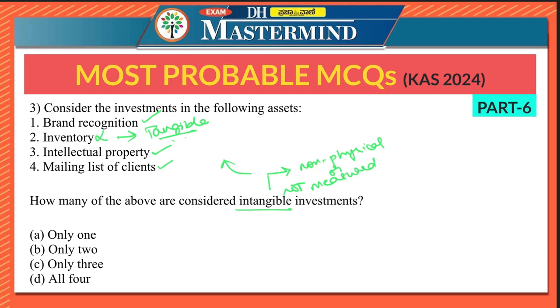investments. Mailing list of clients also comes up in UPSC. Most of the candidates got confused about whether the mailing list of clients is tangible or intangible. You have to remember the question will appear as it is in the examination. So please note it down that mailing list of clients is an intangible investment, not tangible. Therefore, the right option here is option C, only 3.